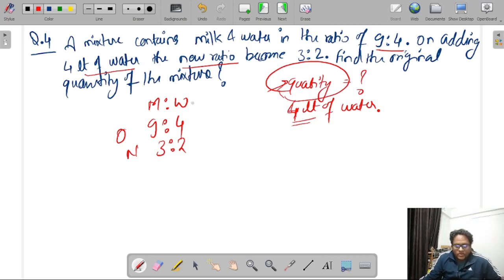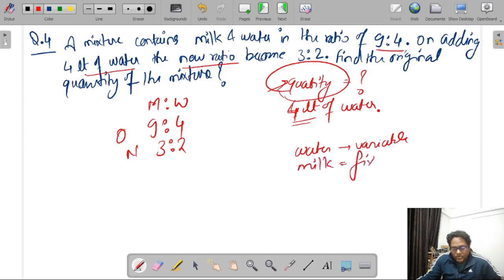For example, what is the variable here? Water is the variable. And what should be the fixed quantity or fixed term? Milk is fixed. So we need to equate all these things. We need to make equal parts of milk in the original as well as the new ratios. So here we have 9 parts in the original mixture, and in the new ratio there are 3 parts. So we will multiply it by 3. We get the new modified ratio as 3 into 3 is 9 and 3 into 2 is 6.